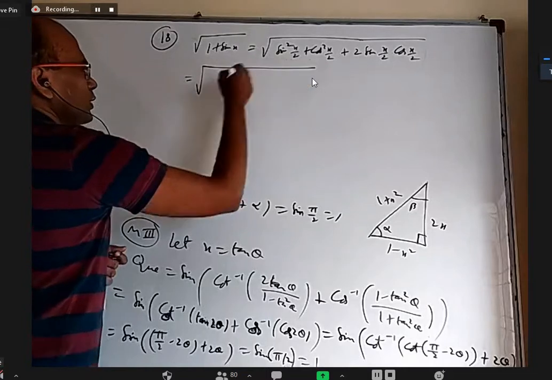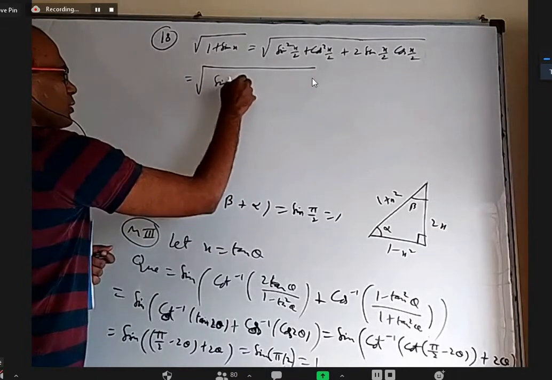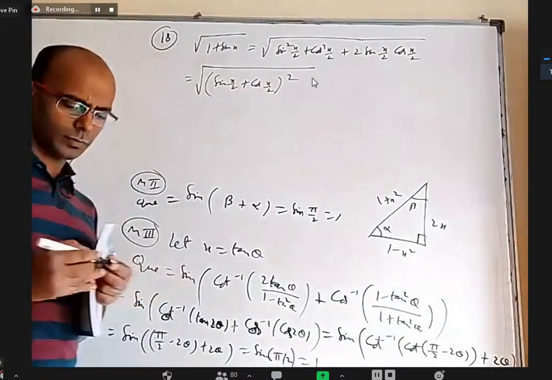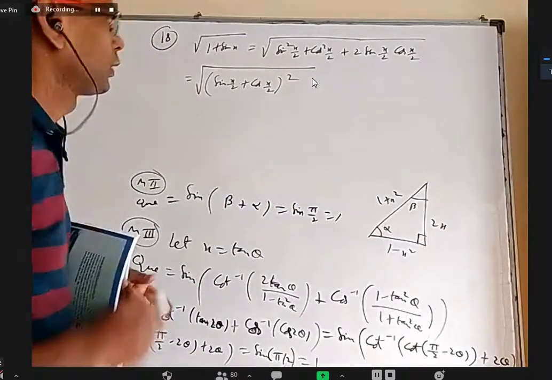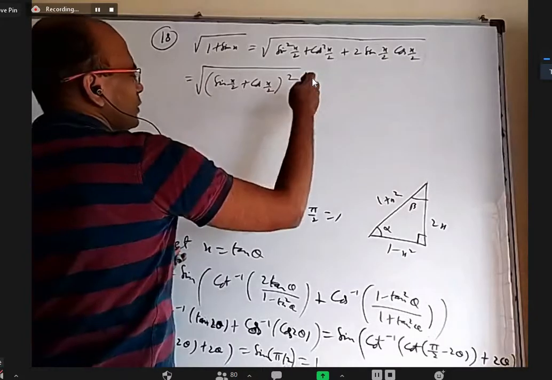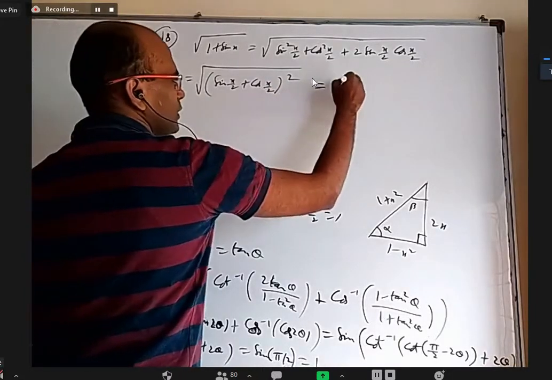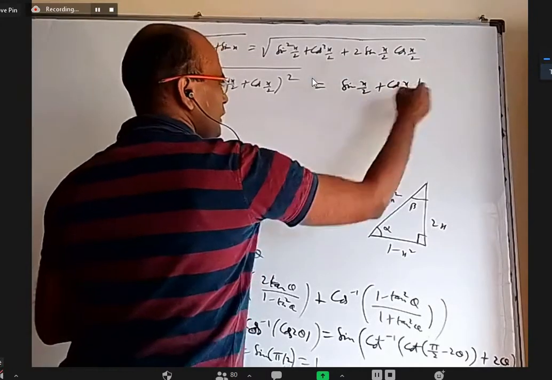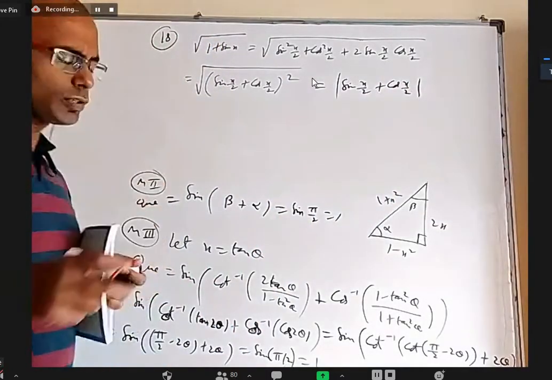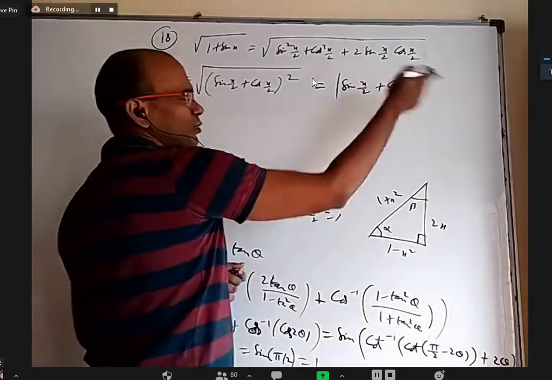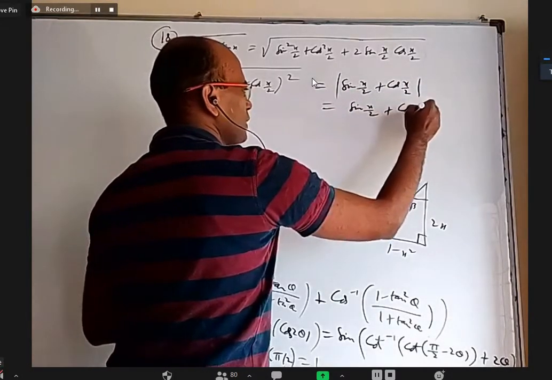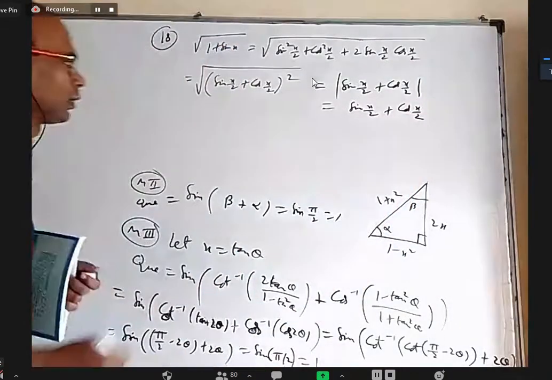That is sin x by 2 plus cos x by 2 whole square. We can cancel root and square, and it will be sin x by 2 plus cos x by 2. Actually, it will be a mod, but between 0 to 90, this sum is positive. So it will be directly sin x by 2 plus cos x by 2.